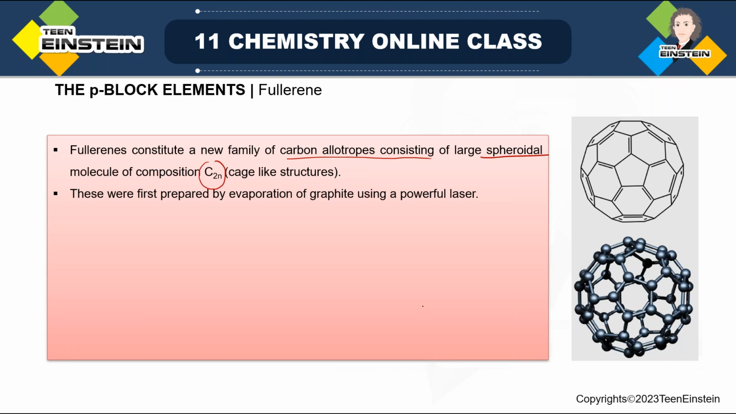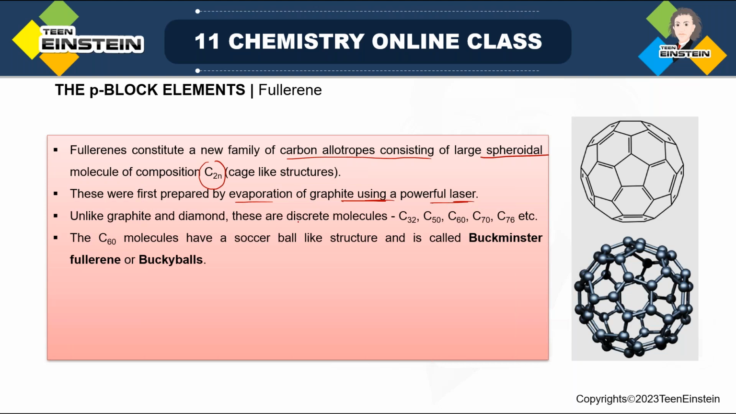N is a very high value. These were first prepared by evaporation of graphite using a powerful laser. Fine. A laser means you have many photons having the same wavelength, very powerful, and when there is evaporation of graphite, this is produced. But it is not just one type, there are so many different types of fullerene, but among so many types we'll keep our discussion mainly on just one type of fullerene.